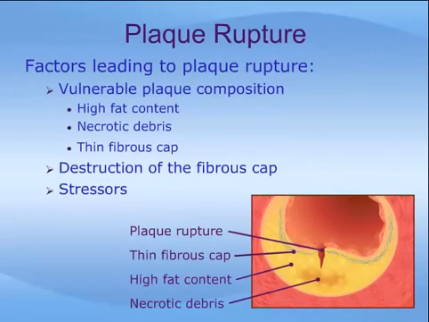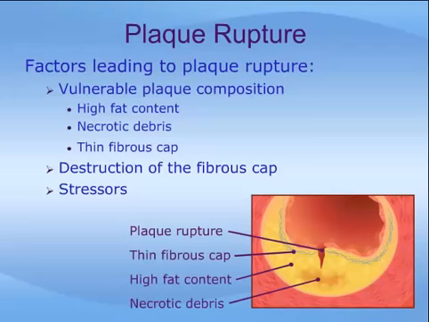Though the factors leading to plaque rupture and subsequent clot formation are not completely understood, it is thought that the composition of some plaque seems to make it particularly vulnerable to rupture. Plaque lesions prone to rupture generally have a high content of lipid, or fat, and necrotic, meaning dead, debris, as well as a thin fibrous cap. Events such as intense activity or psychological stress may trigger the initial plaque disruption. In cells around the plaque, activated macrophages contribute to plaque rupture by releasing enzymes that destroy the fibrous cap.